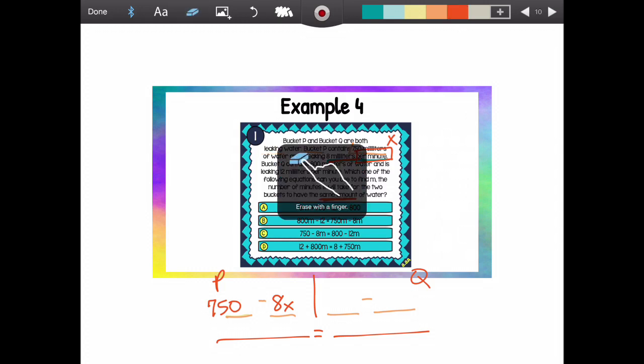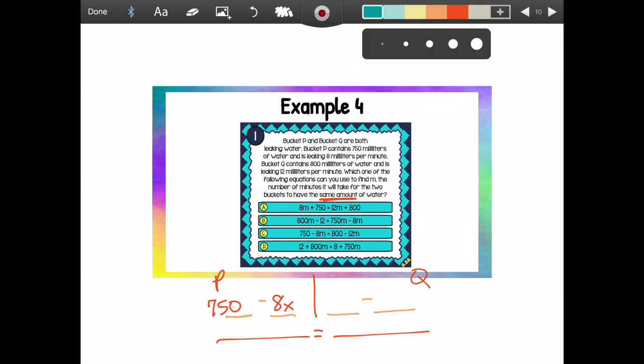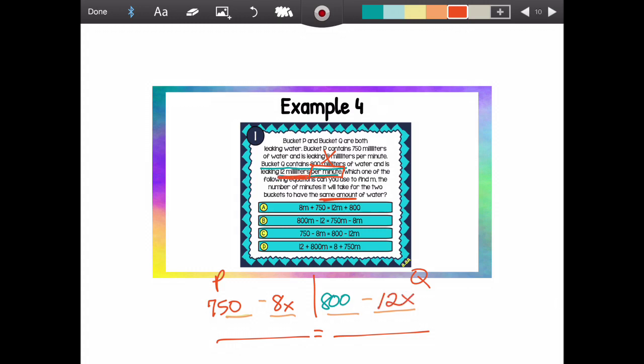Bucket Q, let me erase this so we can see a little better. Bucket Q says it contains 800 milliliters of water. So it's starting with 800. But then it says it's leaking at 12 milliliters per minute. So again, we don't know the number of minutes. That's our variable. But the coefficient is 12 milliliters. So 12x. So when we set these two together, we should have 750 minus 8x is equivalent to 800 minus 12x.